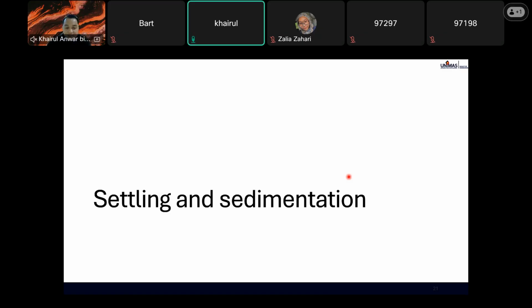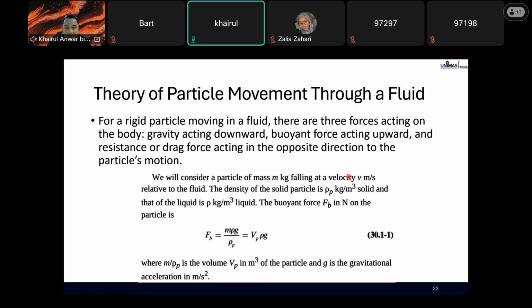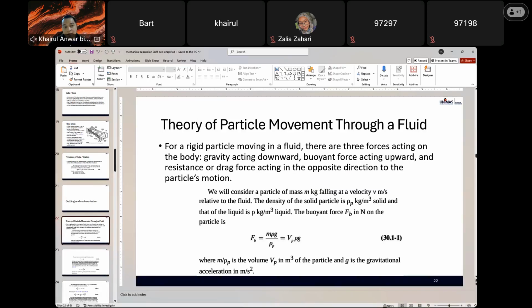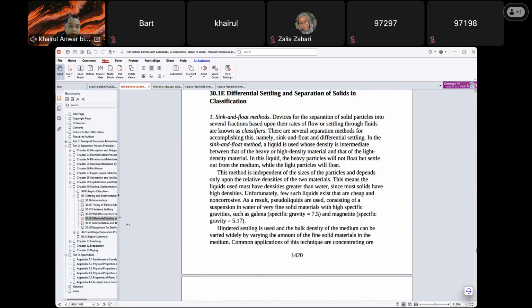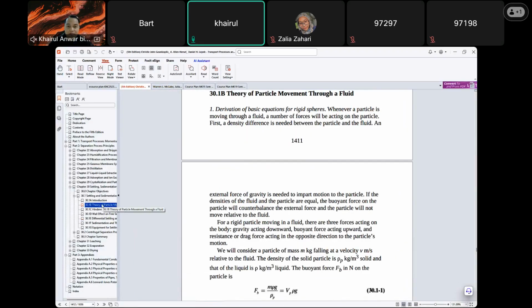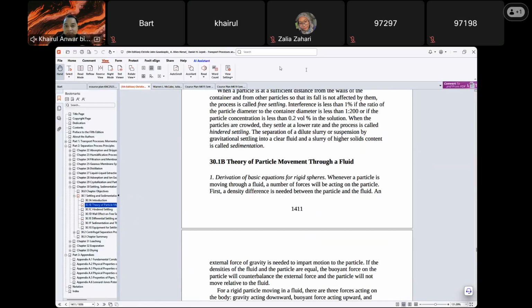Settling and sedimentation. This is based on book number 2. Book number 2, you can refer to this chapter 30, theory of particle motion in fluid.